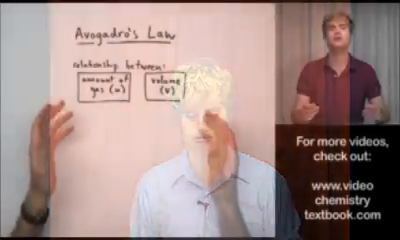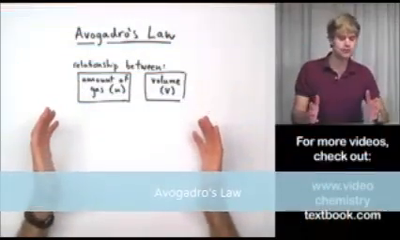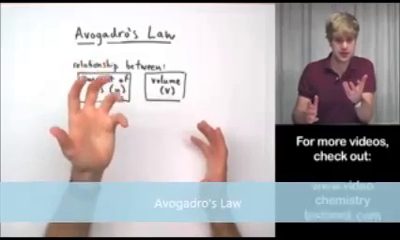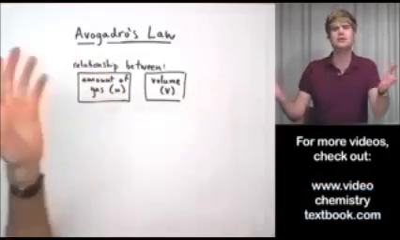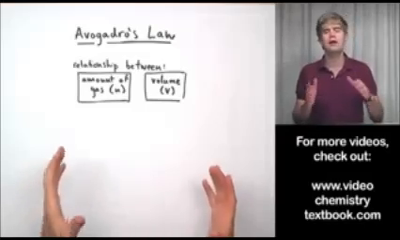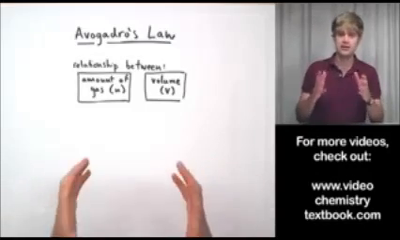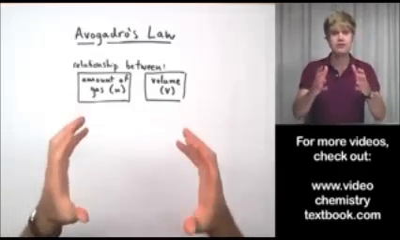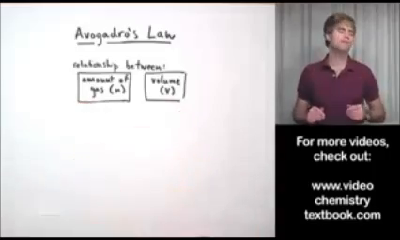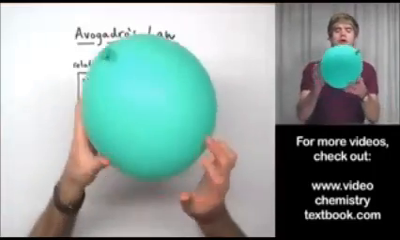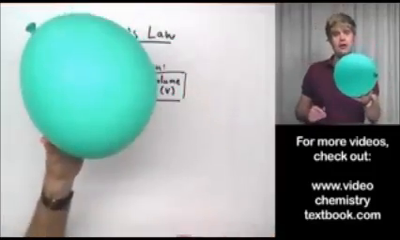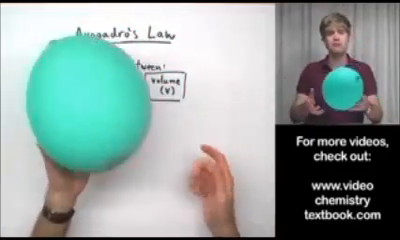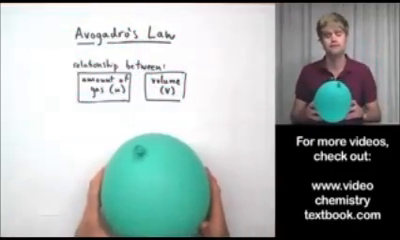So Avogadro's law talks about the relationship between the amount of gas that's in a gas sample and the volume of the gas sample. So what does that mean? Well, first of all, a gas sample is just a fancy term that means a bunch of gas we have anywhere. So for example, this balloon has a whole bunch of gas in it that is what's keeping it inflated. So the gas in here can be considered a gas sample.